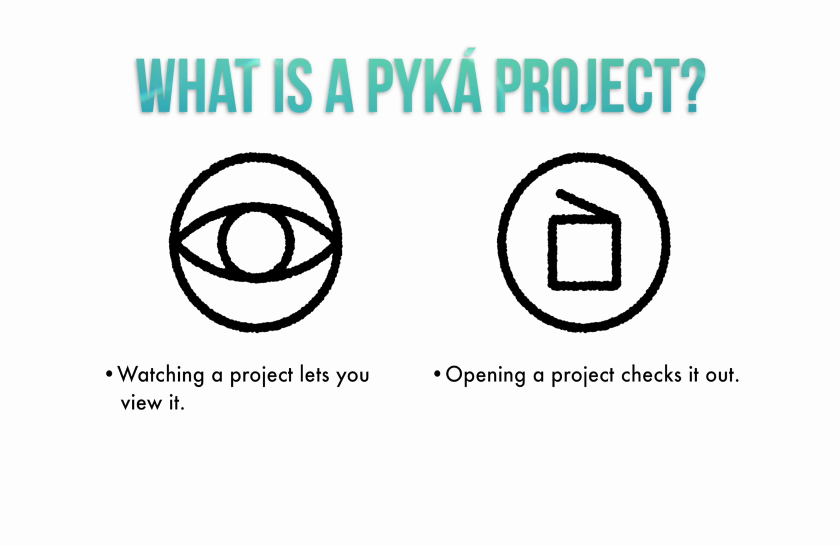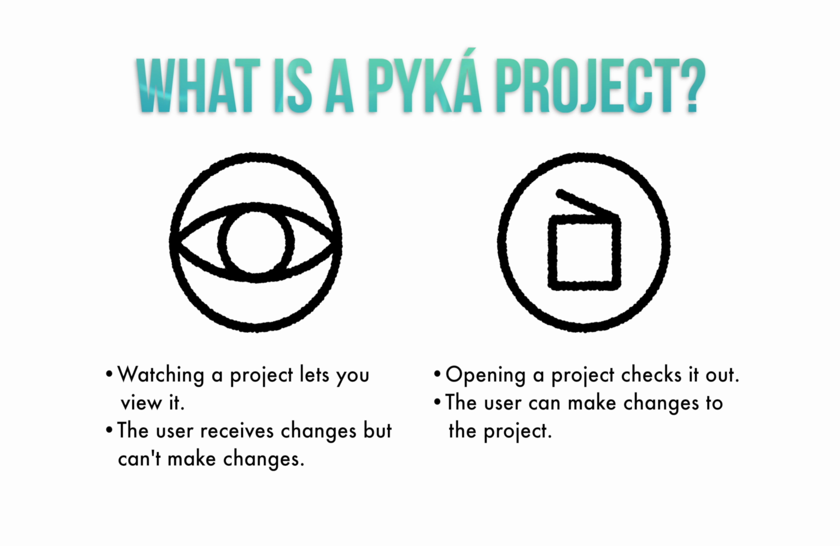When you open a project, you're taking ownership of that project on your computer. This means you can make changes to the project. You can commit new versions. When you watch a project, the whole project is on your computer, but you don't have permission to make changes. You're simply having changes arrive at your computer after they've been processed into the library.